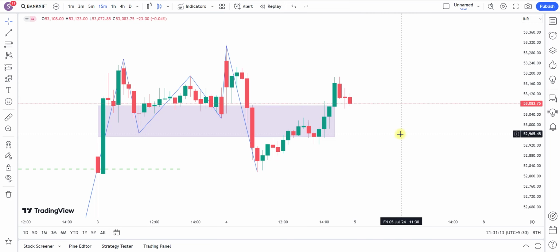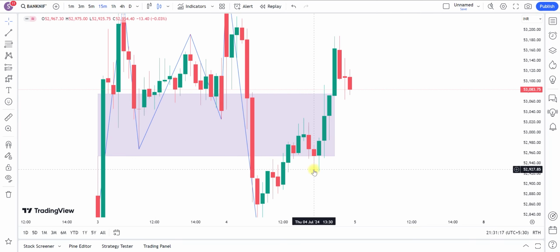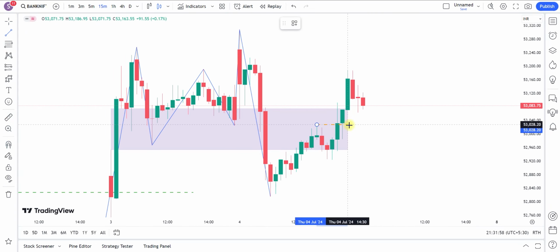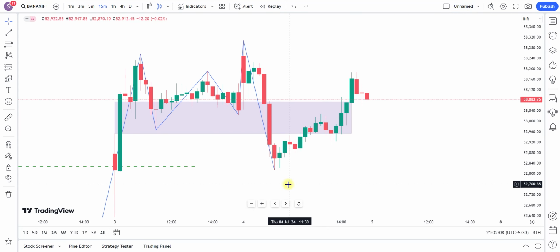But unfortunately, the candle didn't close. You can see the candle didn't close below this inversion FVG. It is not a valid candle, it is like nothing. I was just continuously waiting for the candle to close below. I thought the market would sweep over here and reverse again, but we didn't get any opportunities also.